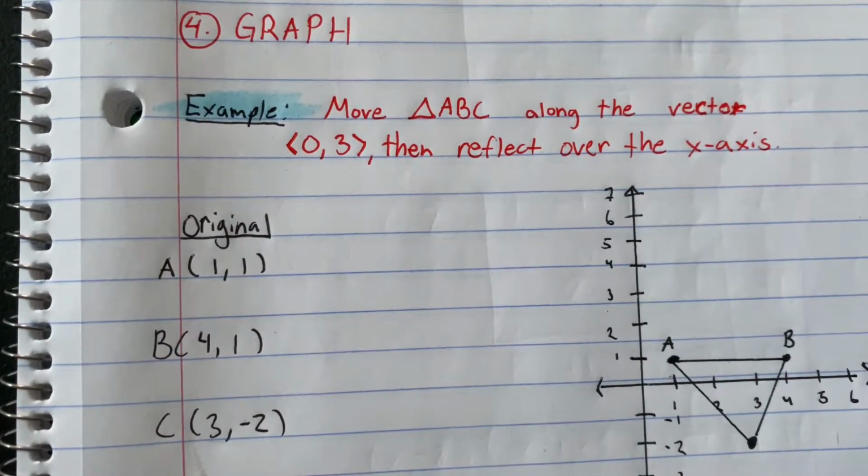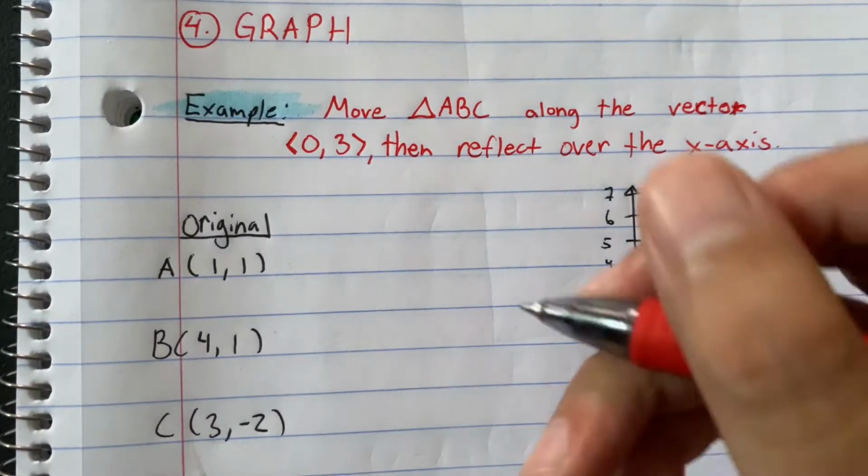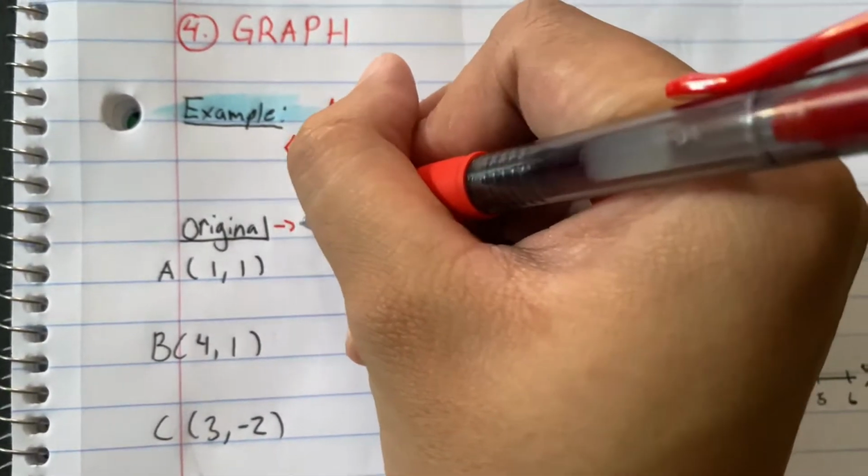I already plotted it, so you see triangle ABC. Now since I already identified the object and recorded the points, let's do the second step, which is the first transformation. The first thing they told us to do is move triangle ABC along the vector 0 and 3. So that just means to translate. So we will translate.